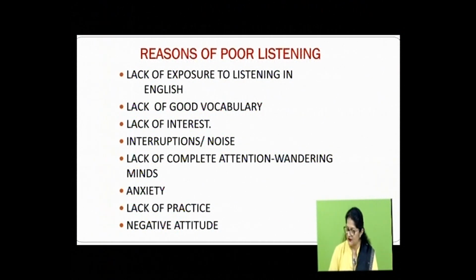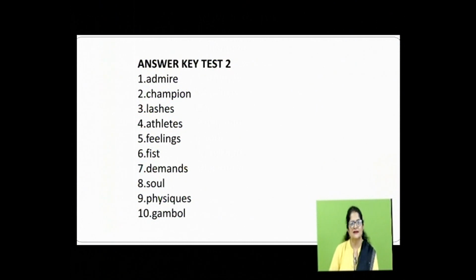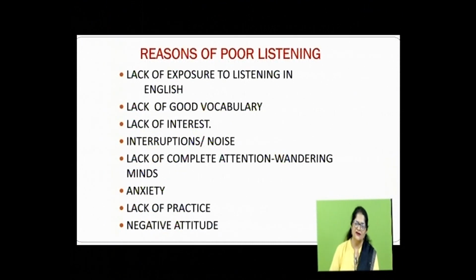Supposing you are not aware, for example, if in this list there is a word written at number 10, gamble. If you have never heard about this word, if you have never read this word, then even if you listen to it very carefully, you will not be able to write it, because you are not aware of the word. So improving your vocabulary is a key for improving your listening skill and even your writing skill, your speaking skill. So beta, try to work on your vocabulary.